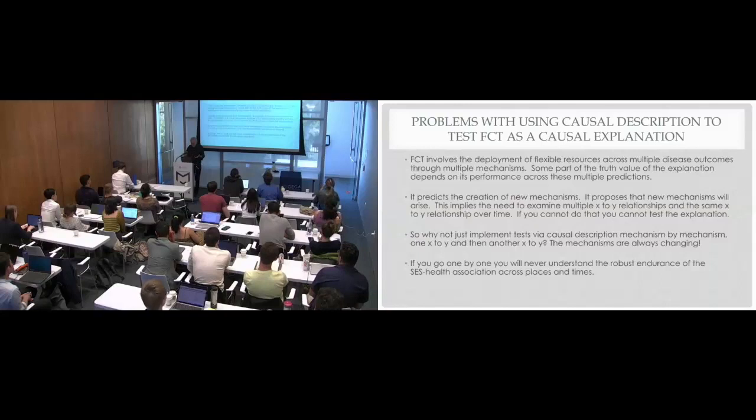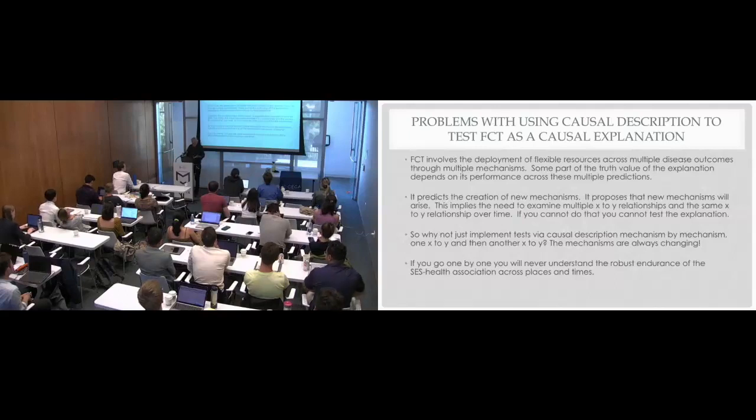So here are some problems with using a causal description to test fundamental cause as a causal explanation, from my point of view. Fundamental cause involves the deployment of flexible resources across multiple diseases, not just one, through multiple mechanisms. And some part of the truth value of the explanation depends on its performance across all of those predictions. It predicts the creation of new mechanisms. It proposes that new mechanisms arise. This implies the need to examine multiple X to Y relationships and the same X to Y relationship over time. And if you cannot do that, you cannot test the explanation.